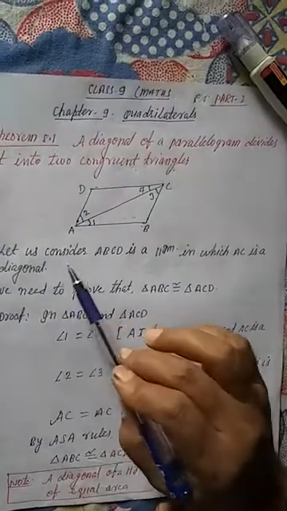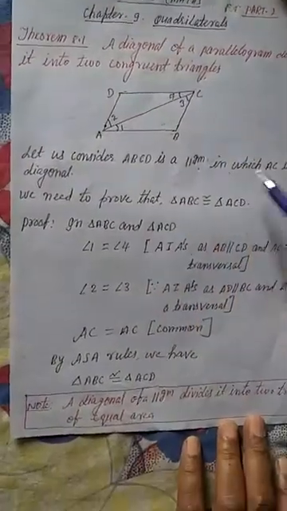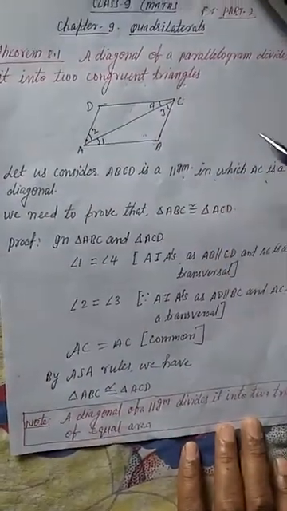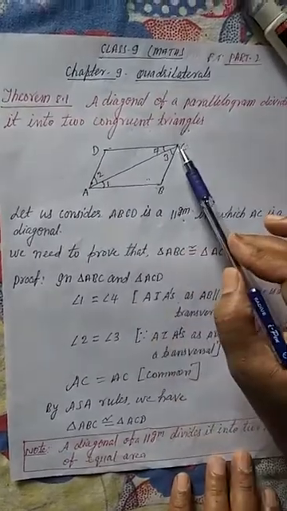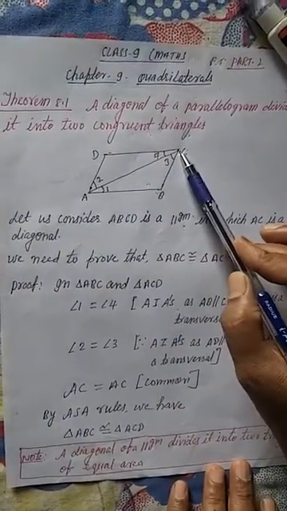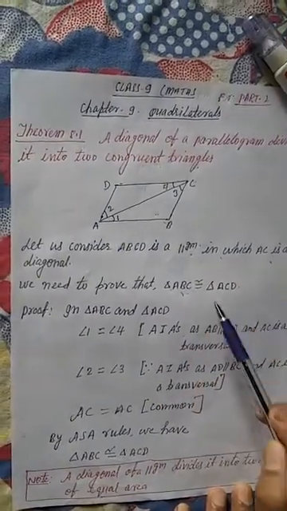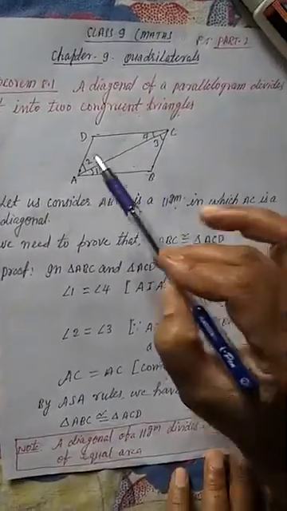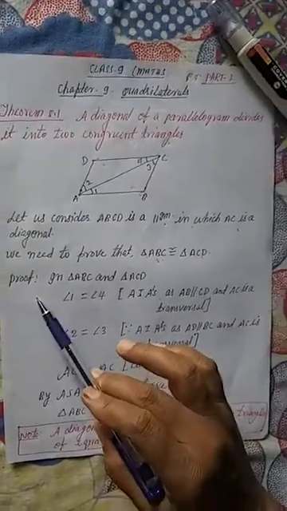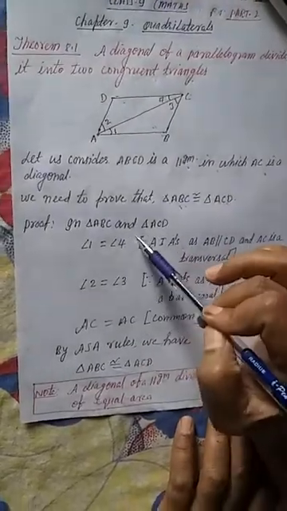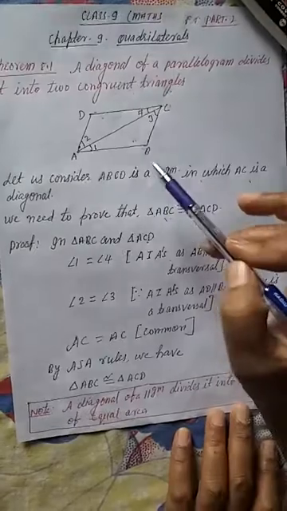Now let us consider ABCD is a parallelogram in which AC is a diagonal. Okay, students, so we know that joining this vertex to this vertex is called a diagonal. Now we need to prove that triangle ABC is congruent to triangle ACD, meaning this triangle and this triangle. Now prove in triangles ABC and ACD.